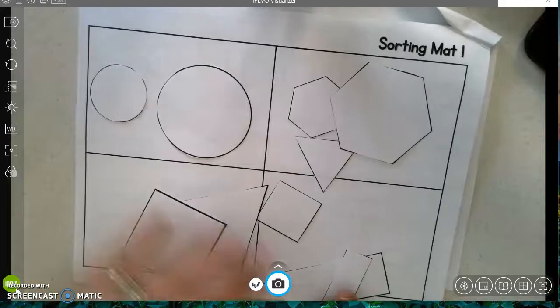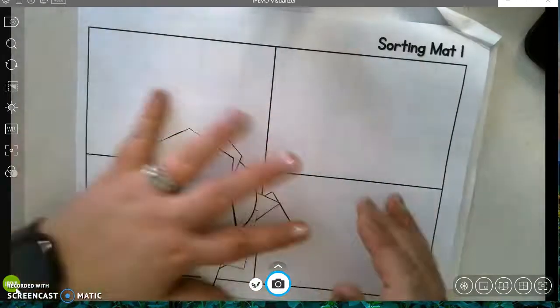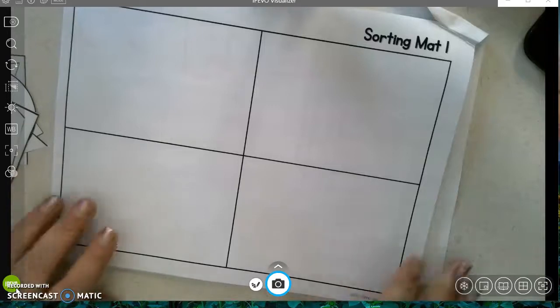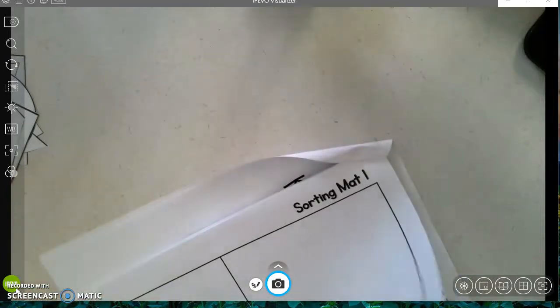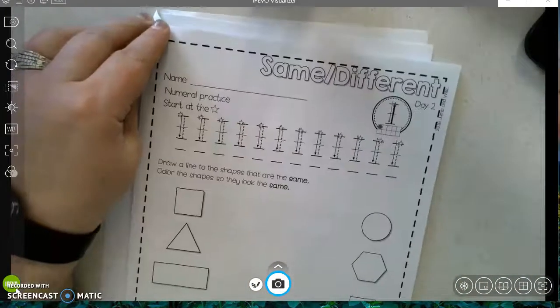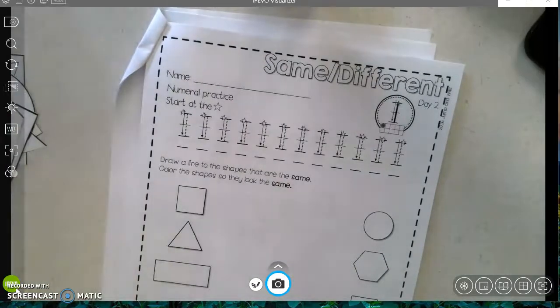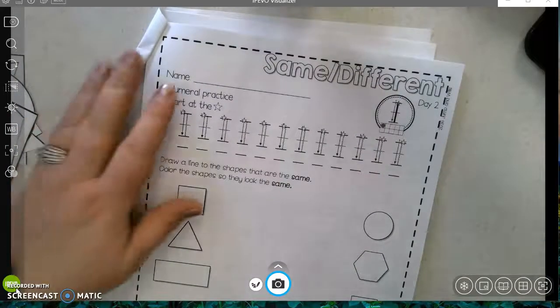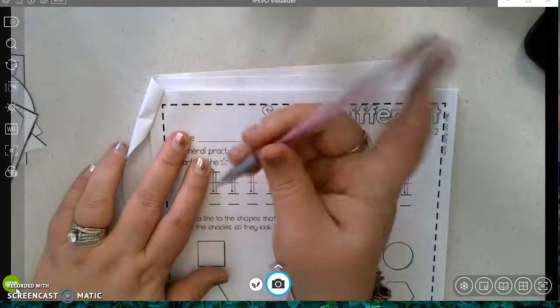So for today, one of the things that I would like you to do is to practice sorting and finding things that you can find similar or the same about these shapes and sorting them on here. The next thing that we're going to do is our same and different page in our journal. So we're going to pull this up. We're going to write our name.